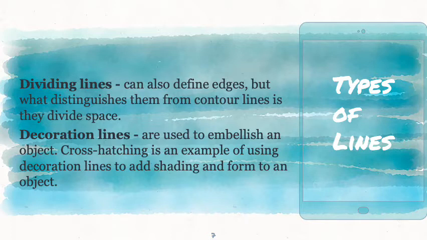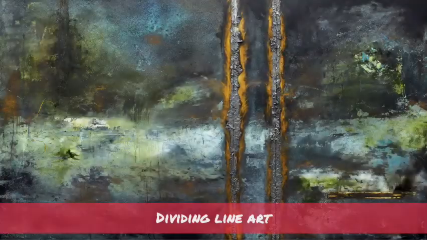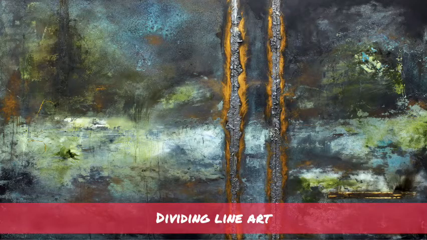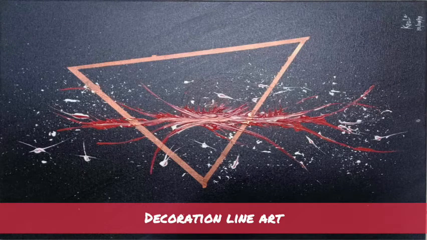So, we have here an example of dividing line art. As you can see in this image, the dividing line creates two spaces in one artwork. One and two spaces. And then, in this example, notice how the artist used this decoration line to emphasize the subject and create drama and additional dimension in the work of art.